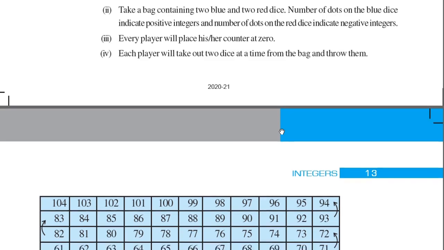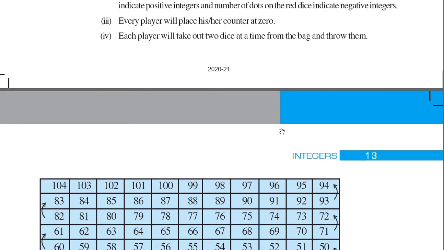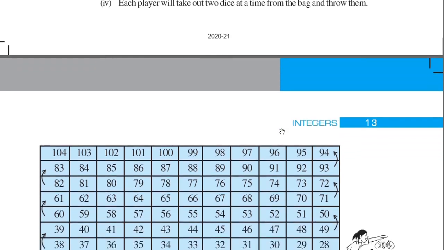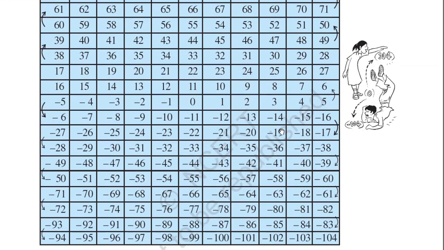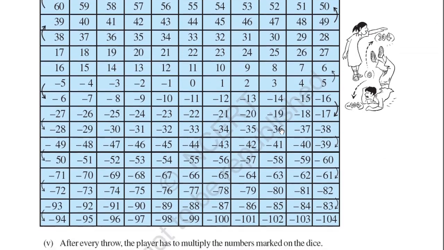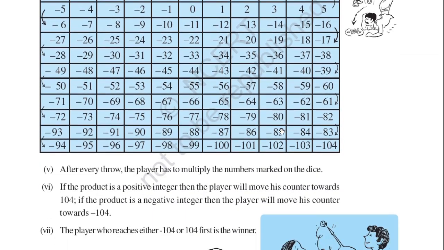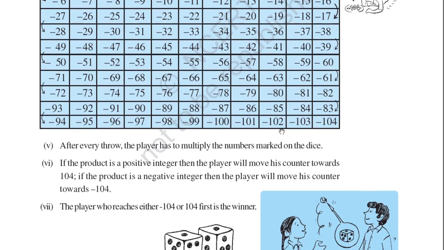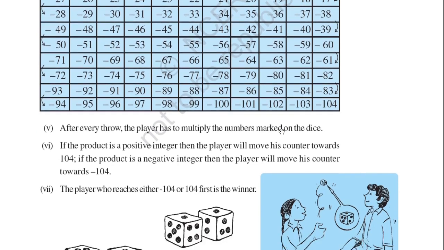Each player will take out 2 dice at a time from the bag and throw them. You can see here in the picture, it is marked from positive to negative 104. After every throw, the player has to multiply the numbers marked on the dice. If the product is a positive integer, then the player will move his counter towards 104.